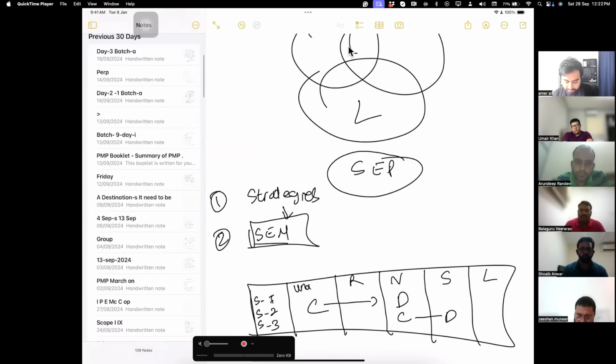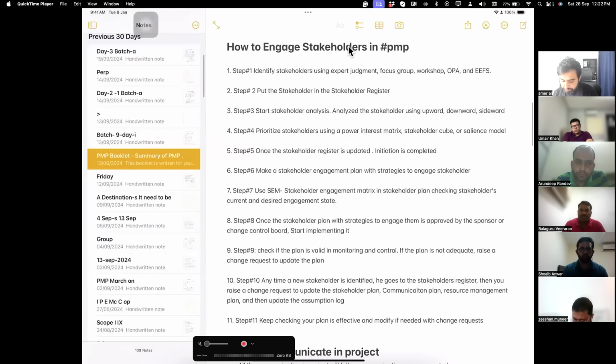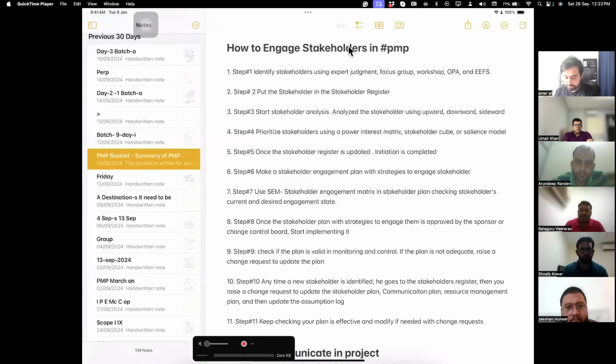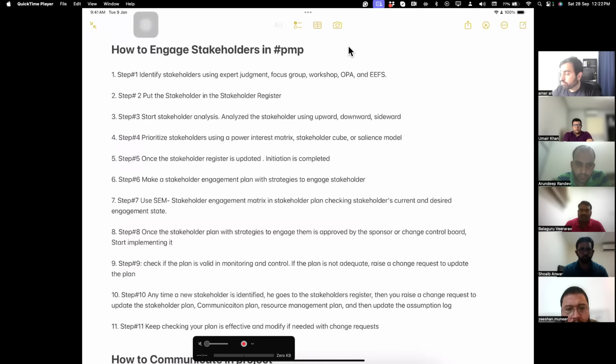Let me give you a quick summary one more time. Please read these steps in the image quickly. Read the 11th step, please. This is from the PMP booklet.